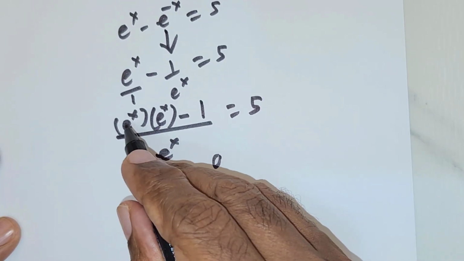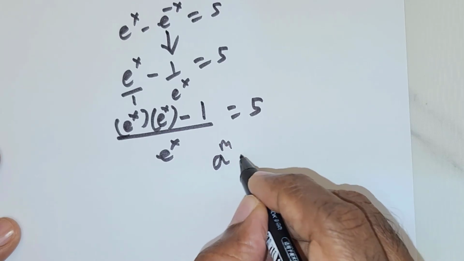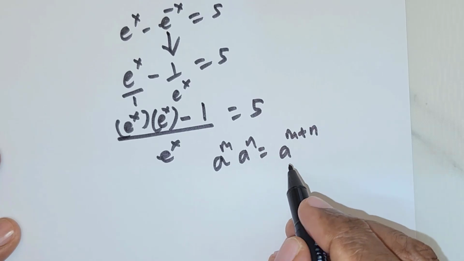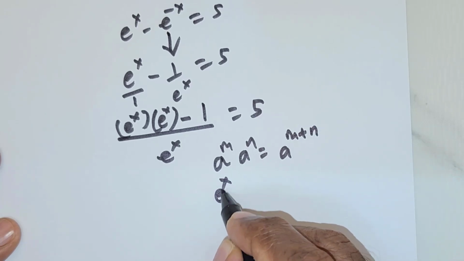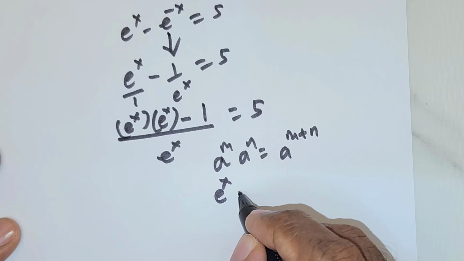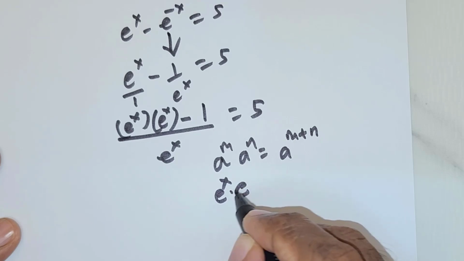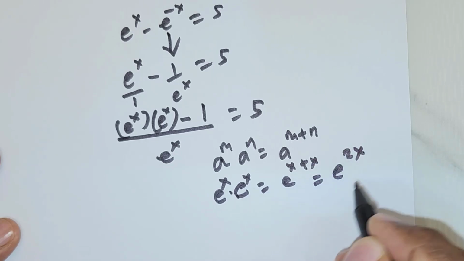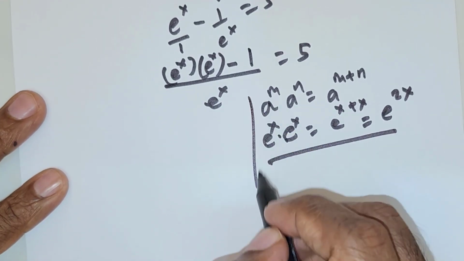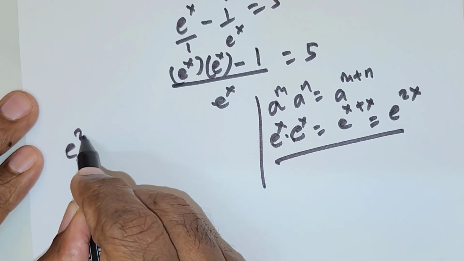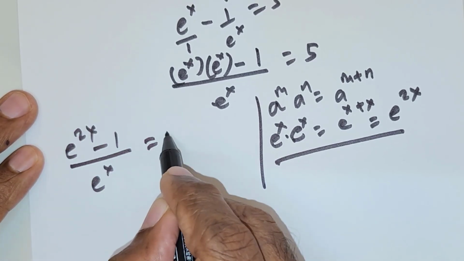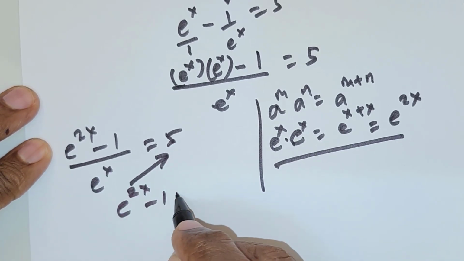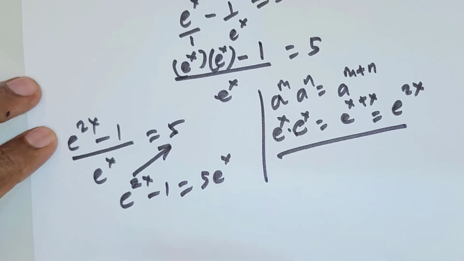Now if you have something like a^m times a^n, then you can rewrite it as a^(m+n). So in this case you have e^x times e^x. That means e^(x+x), which is equal to e^(2x). So this in turn can be rewritten as (e^(2x) − 1)/e^x = 5. Now you cross multiply, you get e^(2x) − 1 = 5 times e^x.